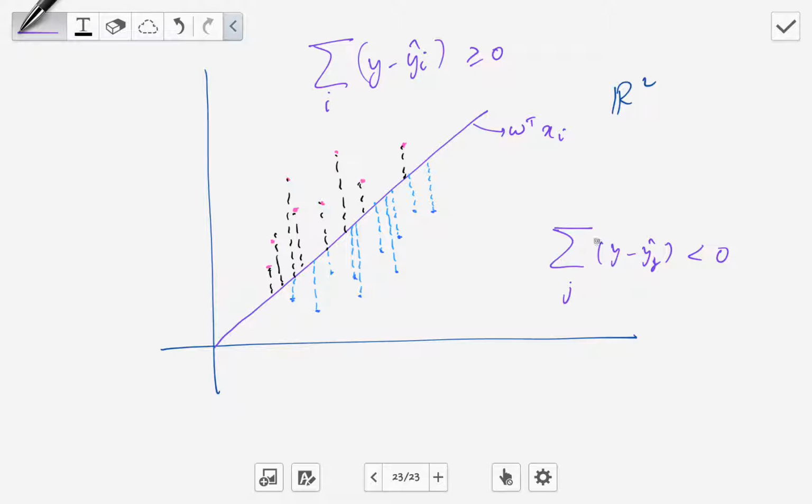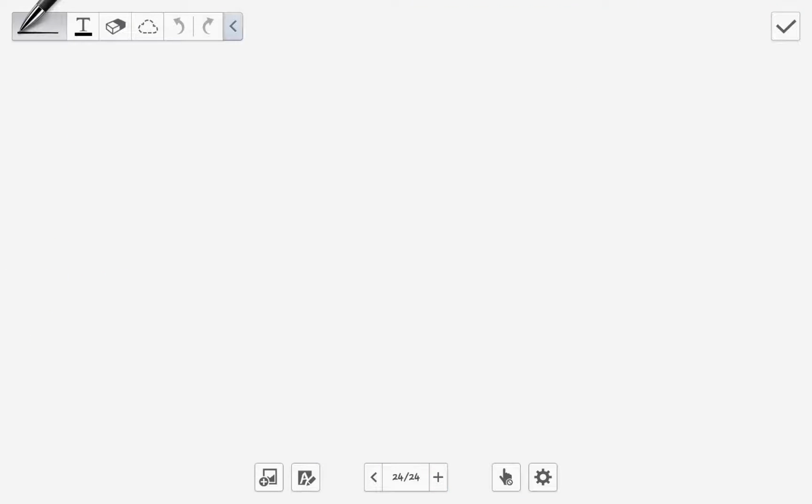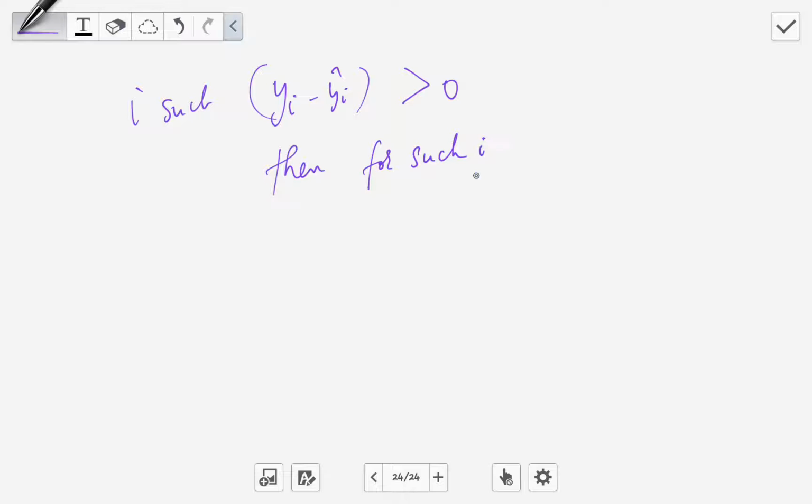Now what we have is the sum of these two is 0. That means the sum of these black colored lengths is equal to the sum of blue colored lengths. Fine. And what did we call this upper thing as? Overestimate. Sigma i of y minus yi cap, for i such that yi minus yi cap is greater than 0, for all such, yi minus yi cap is called the overestimate.